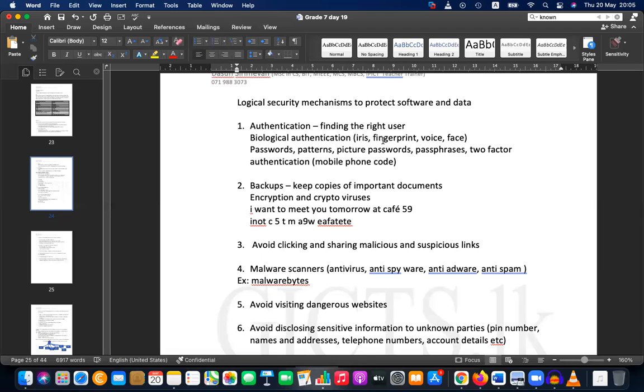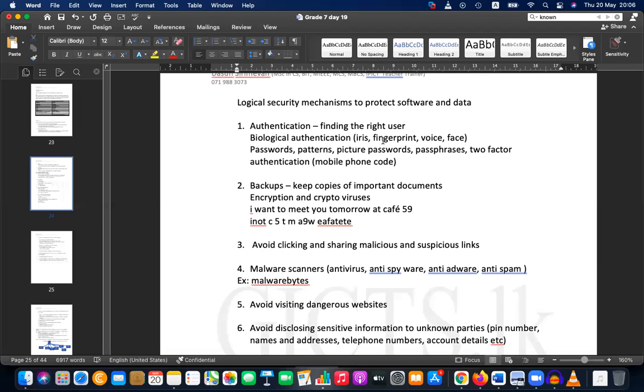Two factor means, in some cases when you log in, a code comes to your phone, and only after you enter that code are you allowed to log in. Have you seen that? Yes, sir, with emails. So even if you type the password correctly, it is again asking, please type your code from the mobile phone. Then only it starts working. That is called two-factor authentication. Not just a password, it's using some other factor also. Maybe email confirmation. So multi-factor or two-factor authentication can be used.